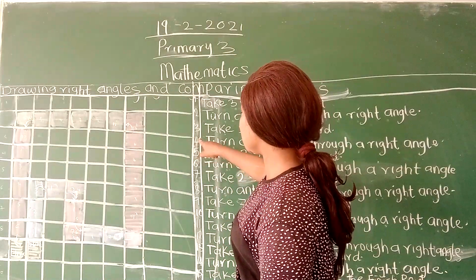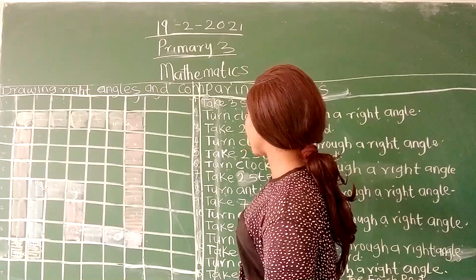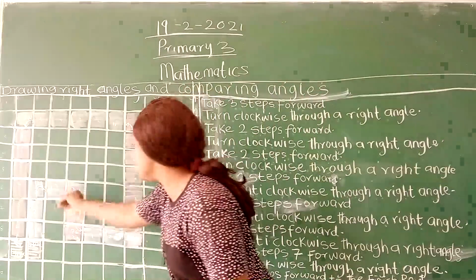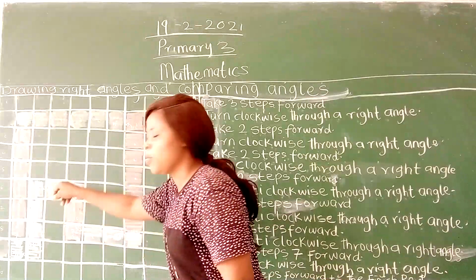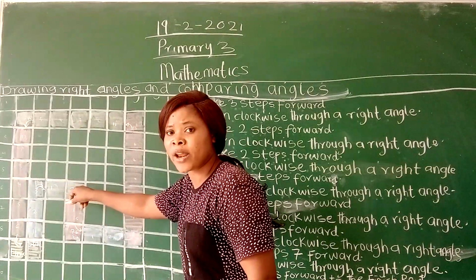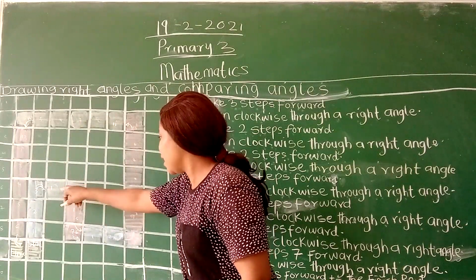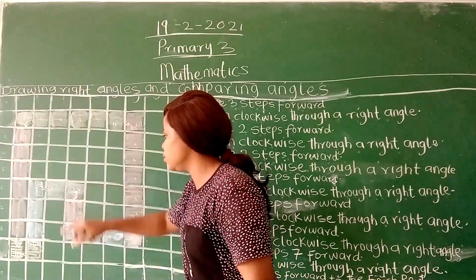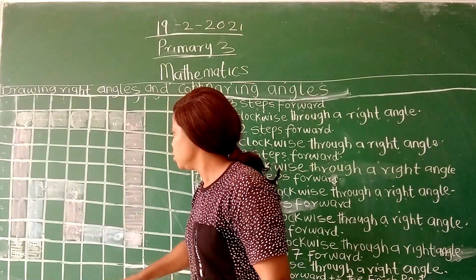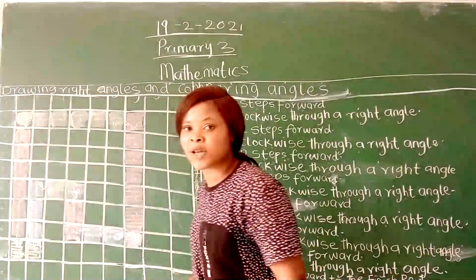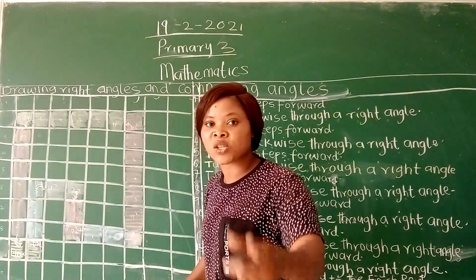Then the third instruction said, take 2 steps forward. The 2 steps forward is this way. 1, 2. Have you taken the 2 steps forward? Mother Maria? Anacleta, have you taken it? Good. Everybody ready? Now shade the 2 squares. You shaded that. That is awesome.